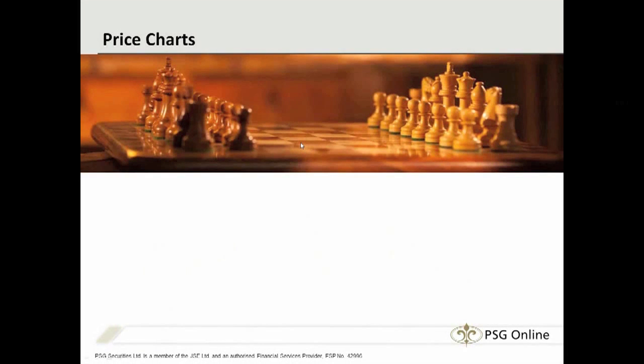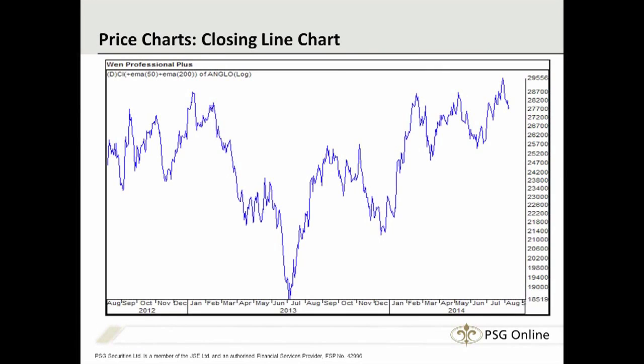Price charts. Now, we've been talking about all these different ways of displaying this information. The simplest way to display this information is what we call a line chart. This is Anglo's. I'm connecting the closing price every day, and there we go. You can see what Anglo's been happening.